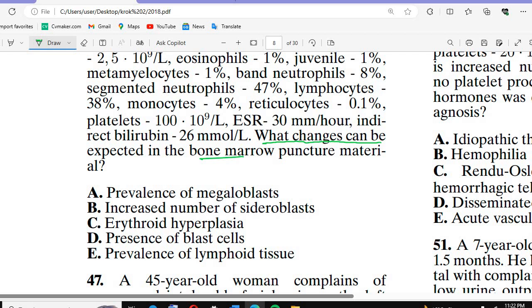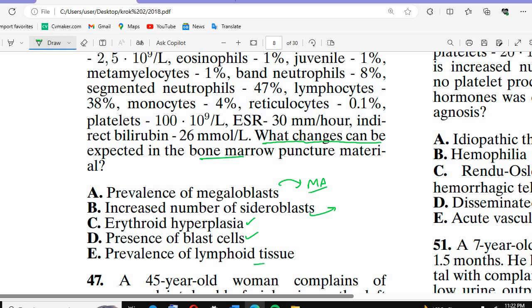Now see, you already know all these options. If you have the prevalence of megaloblasts, it will be megaloblastic anemia. If there is an increased number of sideroblasts, there is sideroblastic anemia. Other than that, they can give you vitamin B6 deficiency. Erythroid hyperplasia means erythroid precursors will be increased. Presence of blast cells, we know that acute leukemia can be there.